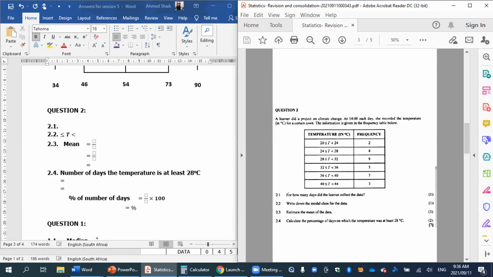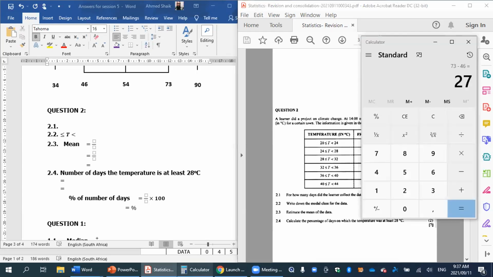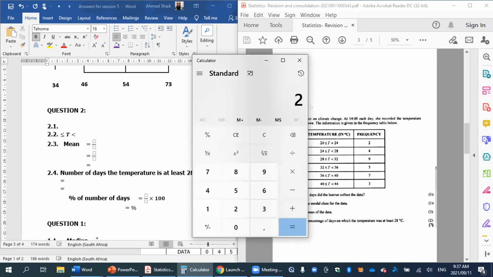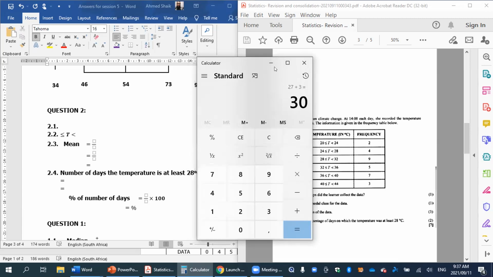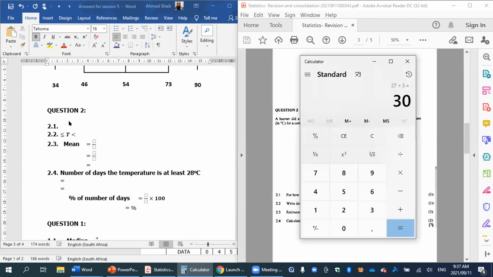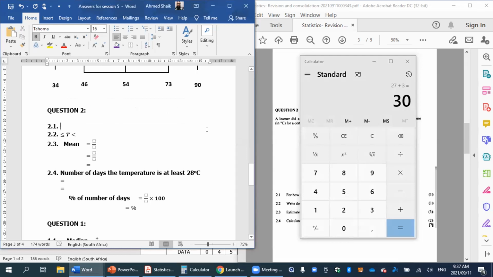Let's look at 2.1. 2.1 says, for how many days did the learner collect the data? In order for us to calculate this, all we need to do is calculate the total of our frequency column. Let's add that up. So we've got 2 plus 4 plus 9 plus 5 plus 7 plus 3, and that equals 30. So that tells me that this data was done for 30 days.